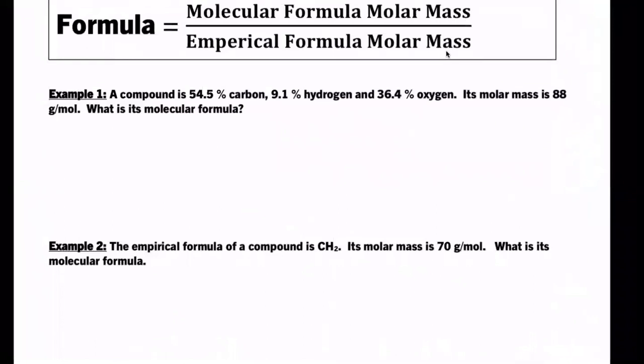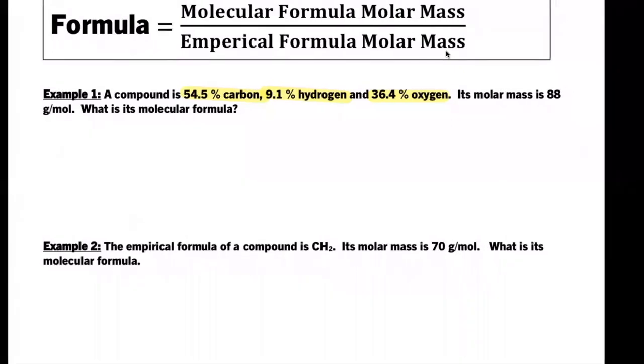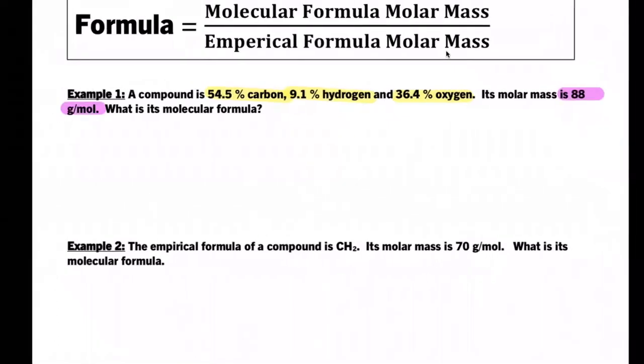In this first example, you can see we are not being given the empirical formula already. And to determine a molecular formula, you always must know the empirical formula and the molecular formula molar mass. So without knowing the empirical formula, we can't really answer that question yet. We are given the molar mass of the molecular formula. We can't use it until we know the empirical though. So we're going to do that first.